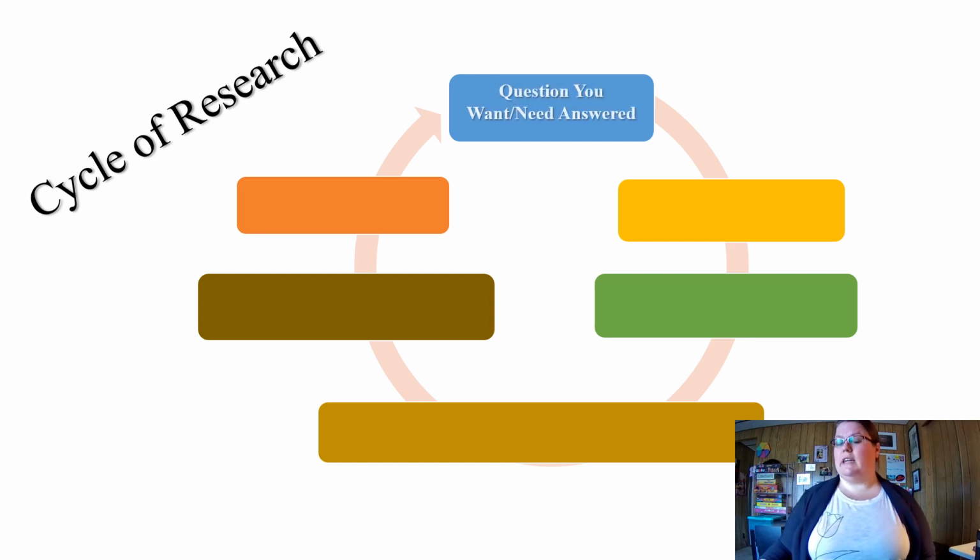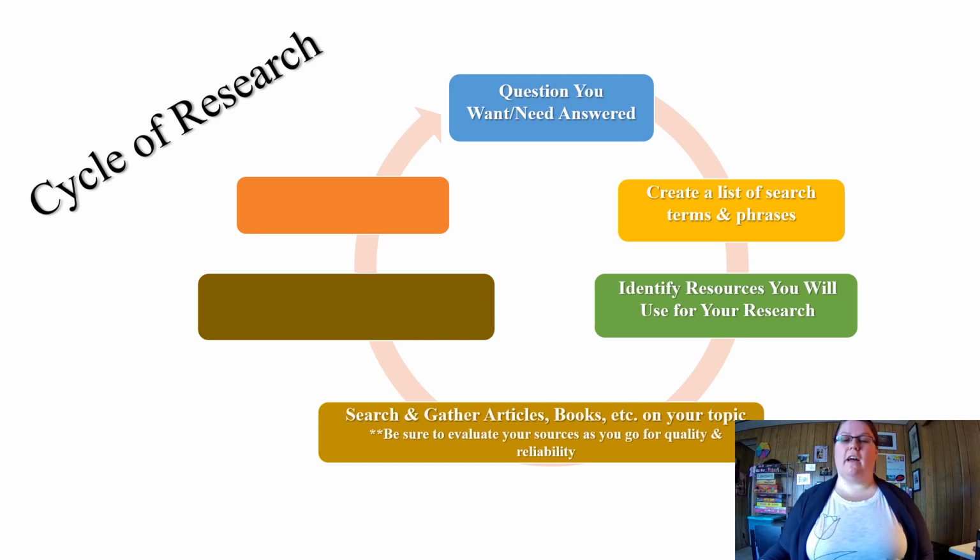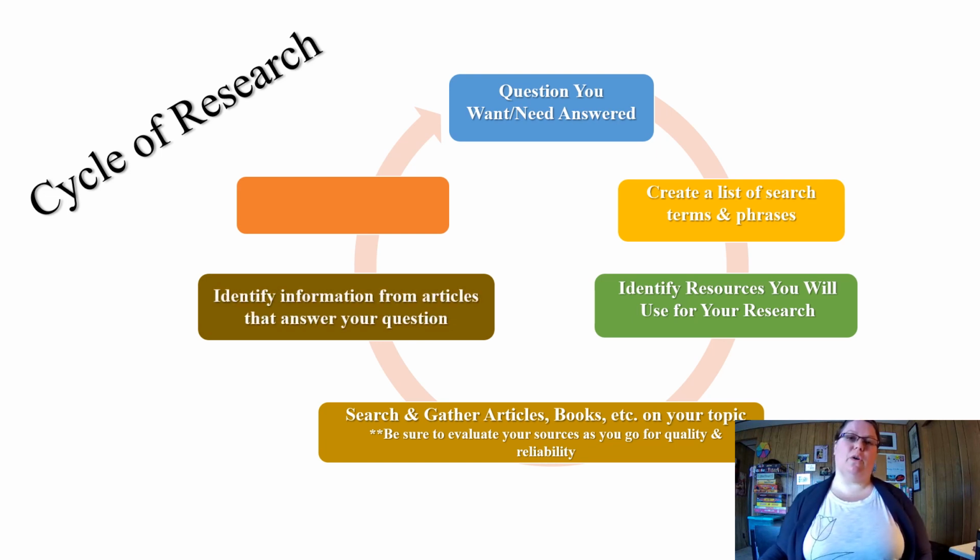There's a question you want or need answered. You then create a list of search terms and phrases. Then identify resources you will use for your research. Finally, you get to search and gather articles, books, and other resources on your topic. Be sure to evaluate your sources as you go for quality and reliability. Identify the information from articles that answer your question. And finally, publish your findings.